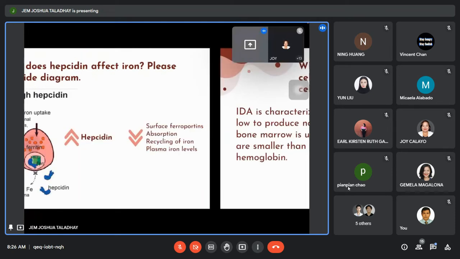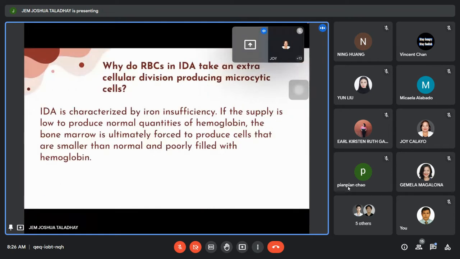Next is, why do RBCs in iron deficiency anemia take an extra cell division producing microcytic cells? Iron deficiency is characterized by iron insufficiency. If the supply is too low to produce the normal quantities of hemoglobin, the bone marrow is forced to produce cells that are smaller than normal and poorly filled with hemoglobin.